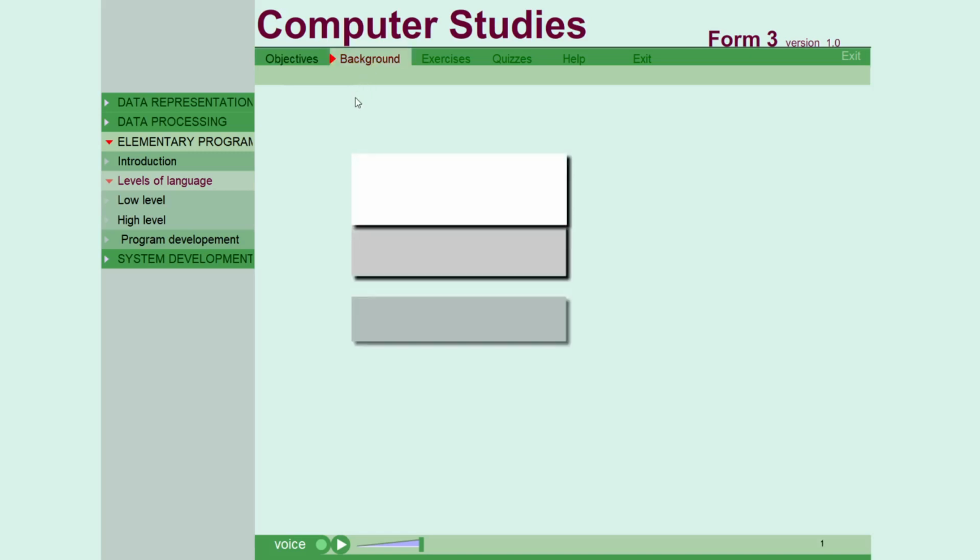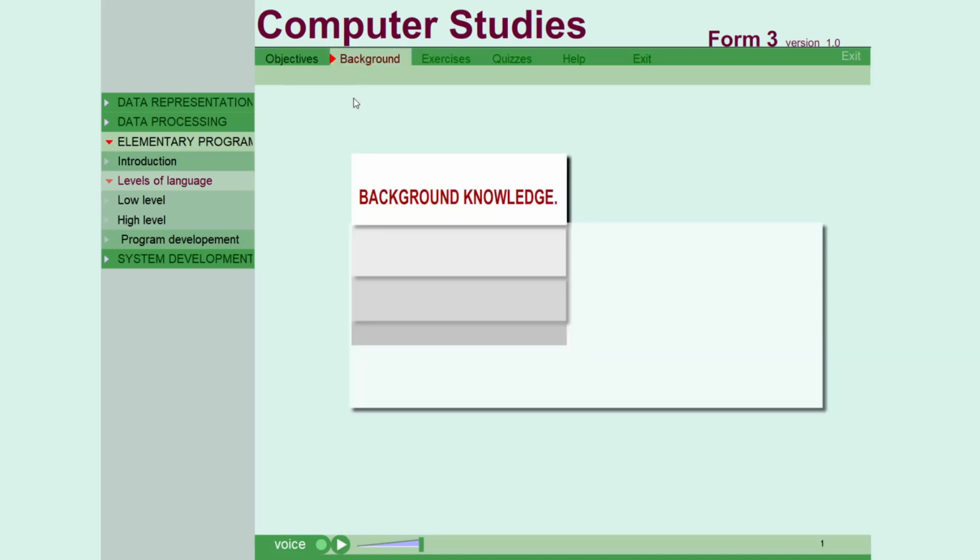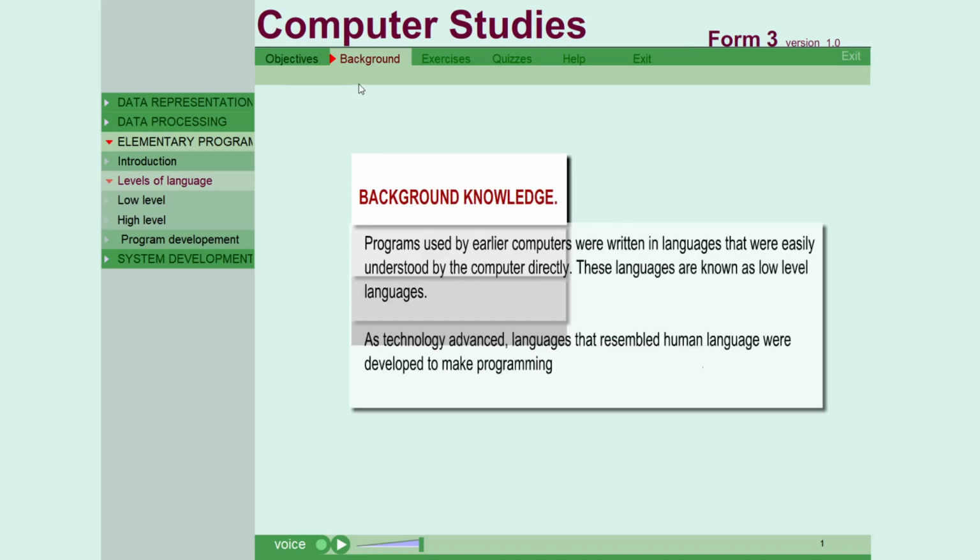Background knowledge. Programs used by earlier computers were written in languages that were easily understood by the computer directly. These languages are known as low-level languages. As technology advanced, languages that resembled human language were developed to make programming easy. These were known as high-level programming languages.